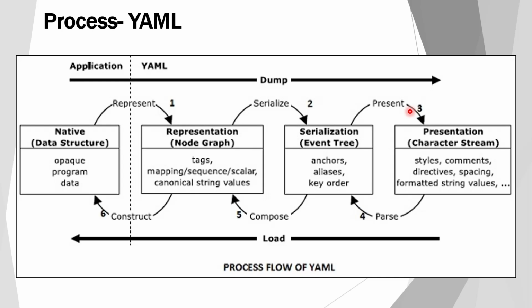a human readable manner. Okay, so in here it's the style, comments, and directive spacing, all the things which are human readable. Okay, and here it is the human process. Now how is it a machine process? The steps will be rolled back. So first it will be parsed back to serialization, then it will be composed to tags, mapping, sequence, and then it will be constructed to an opaque program data, and it will break all the keys. Okay, so different keys will be broken into different categories.